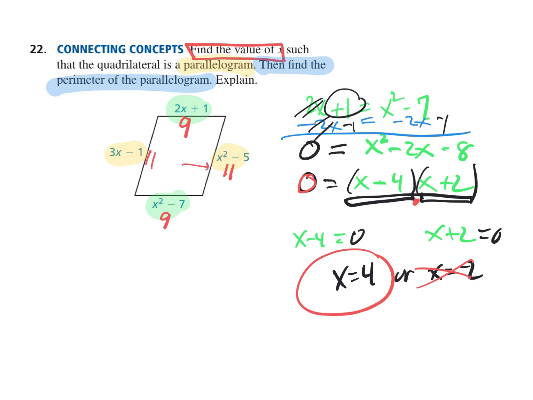Notice the opposite sides are congruent. That's right. So the perimeter is equal to 9 plus 11 plus 9 plus 11, which is 40.